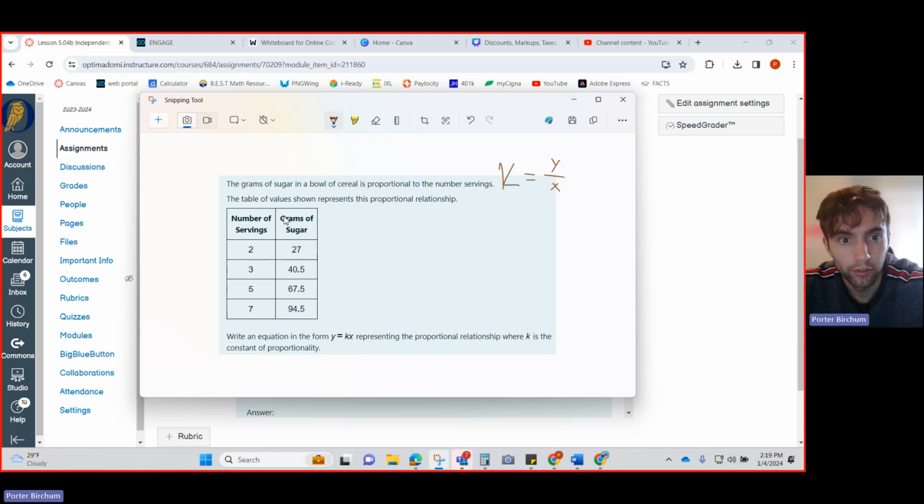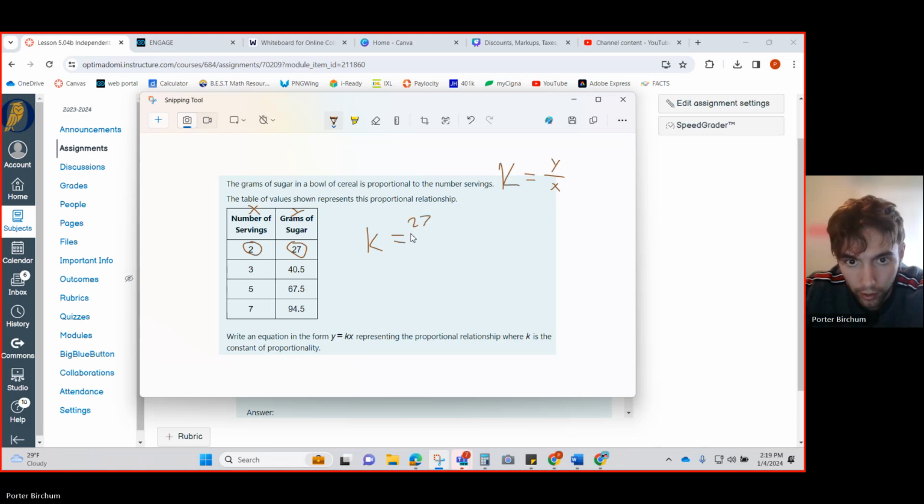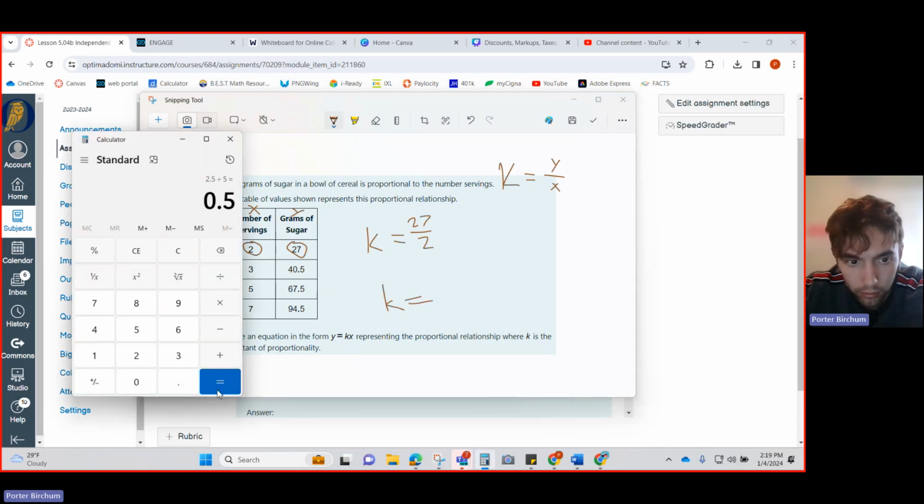In this story of number of servings and grams of sugar, you decide how many servings of cereal you eat. You don't decide how much sugar is in each serving. You are deciding how much to eat. So number of servings is the independent variable, and grams of sugar is the dependent variable, y. Now that we know what x and y are, let's find the constant. To find the constant, we do y divided by x, or 27, our y value, divided by 2, our x value. What's 27 divided by 2?